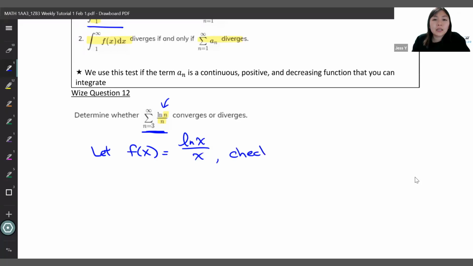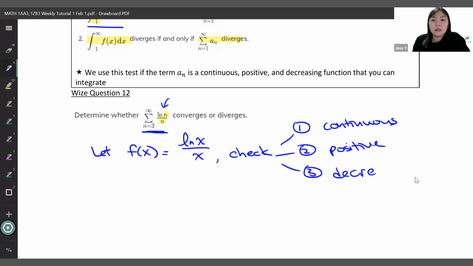Remember, you have to check your three conditions. Is it continuous? Is it positive? Is it decreasing? You have to check this before you use the integral test, okay? So let's see here. On the interval from 3 to infinity, it doesn't matter what number I plug in for x, as long as x is between 3 and infinity, it's going to be continuous, right? The only parts where this function is discontinuous is if I have a 0 in the denominator, that's not included in our domain, or ln of a negative number, but n starts at 3. So we do see that it's continuous.